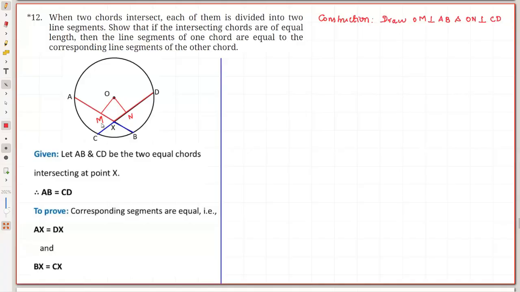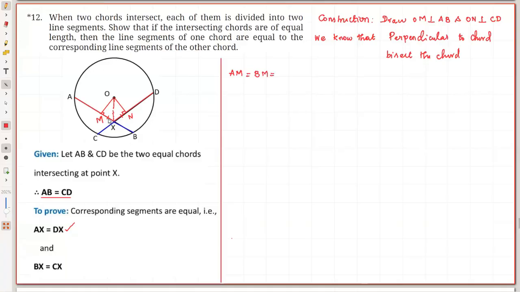From the construction, we know that the perpendicular drawn from the center to the chord bisects the chord. Correct? AM is equal to BM. Bisect means it's dividing into two equal halves. We can write AM is equal to BM. First case, AM is equal to BM.